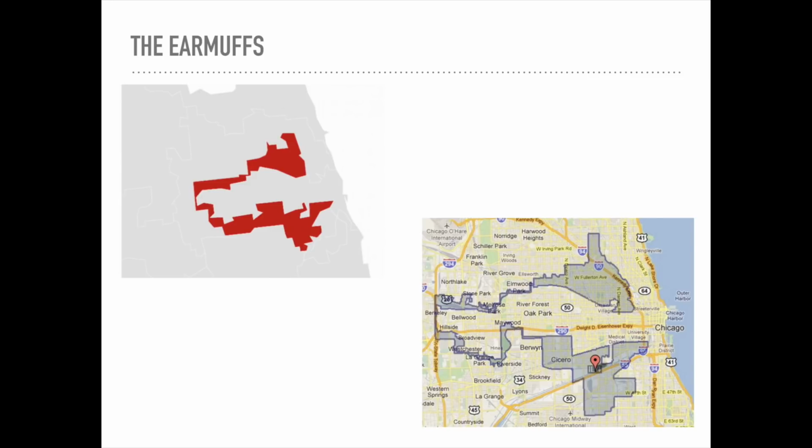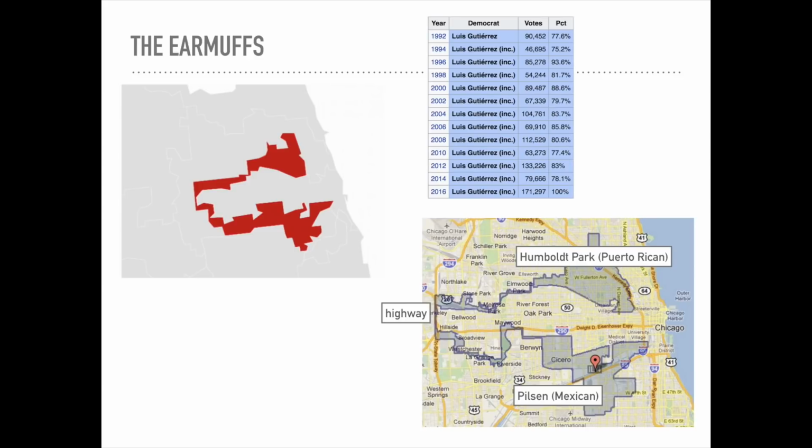Here it is, sitting inside the city, connecting Pilsen, a predominantly Mexican neighborhood on the south side, with Humboldt Park, which is the center of the city's Puerto Rican community on the north side, strung together by a highway. What effects does the construction of a district like this have? Packing. So Luis Gutierrez did represent this district. He decided to move on. But from 1992 continuously to 2016, never getting less than 75% of the vote.